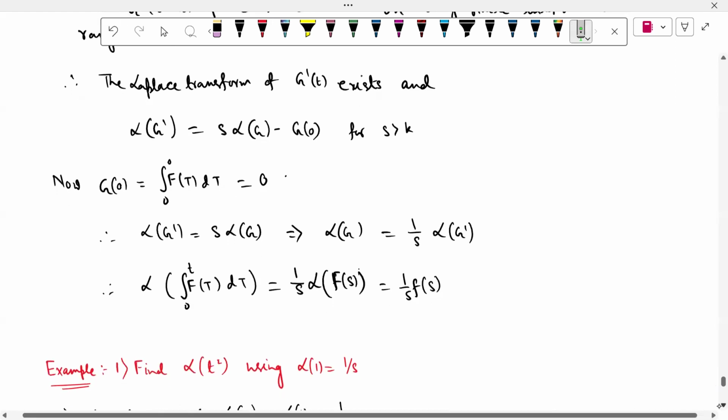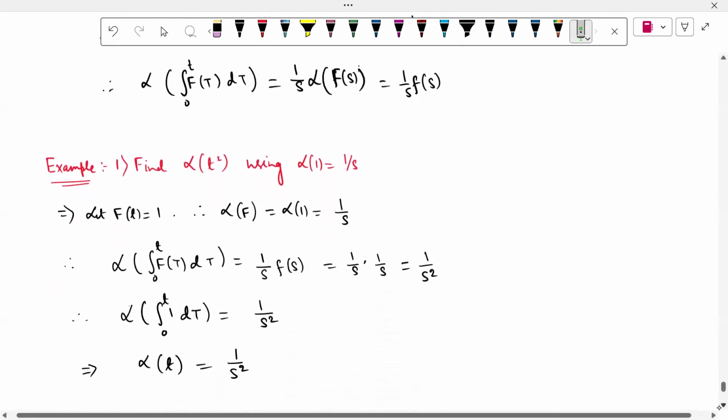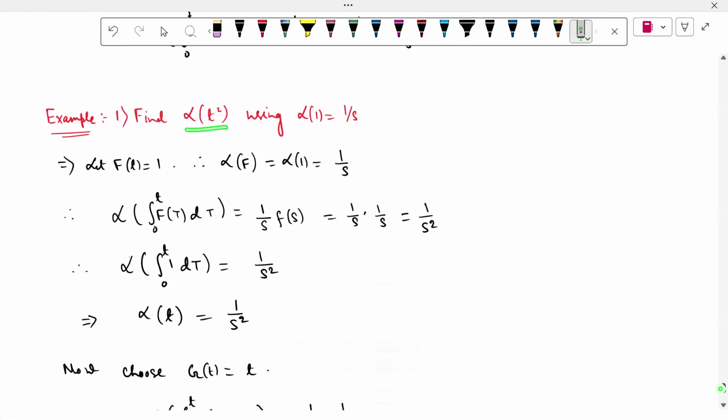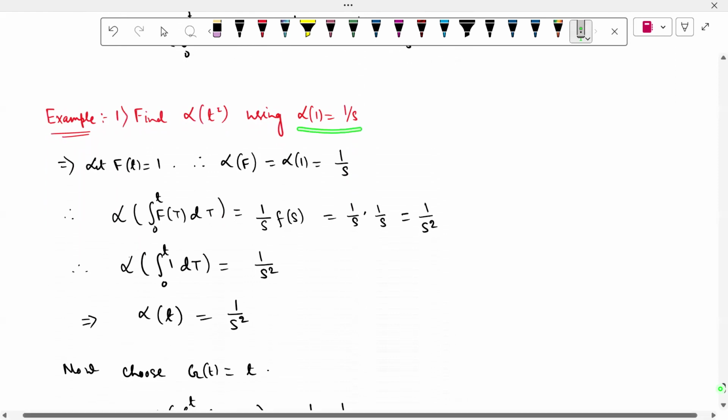Now we can try to see an example. Find the Laplace transform of t square using L of 1 equal to 1 by s. So suppose f(t) equals 1. Then the Laplace transform of f equals the Laplace transform of 1, and you already know that this is 1 by s. Therefore, the Laplace transform of the integral from 0 to t of f(t) dt is equal to 1 by s times F(s), by the integration formula we already proved above. Now, what is F(s)? The value of F(s) is 1 by s. It is given. So this is equal to 1 by s square.